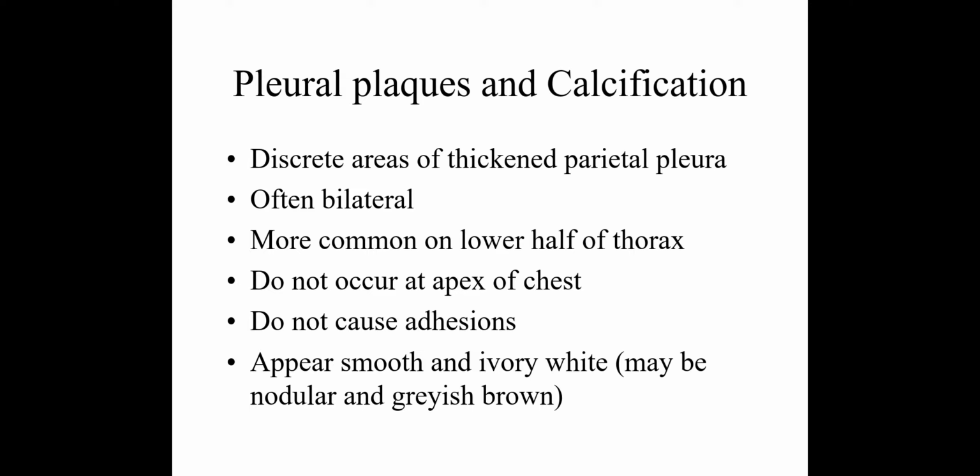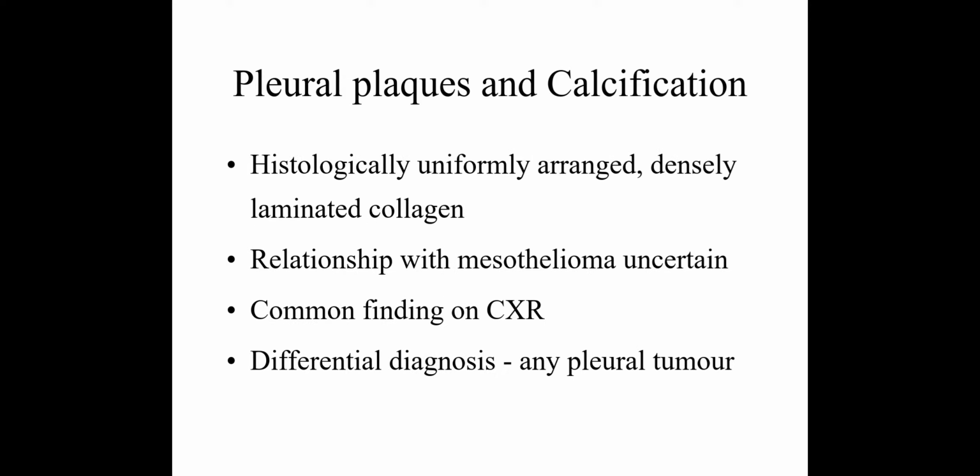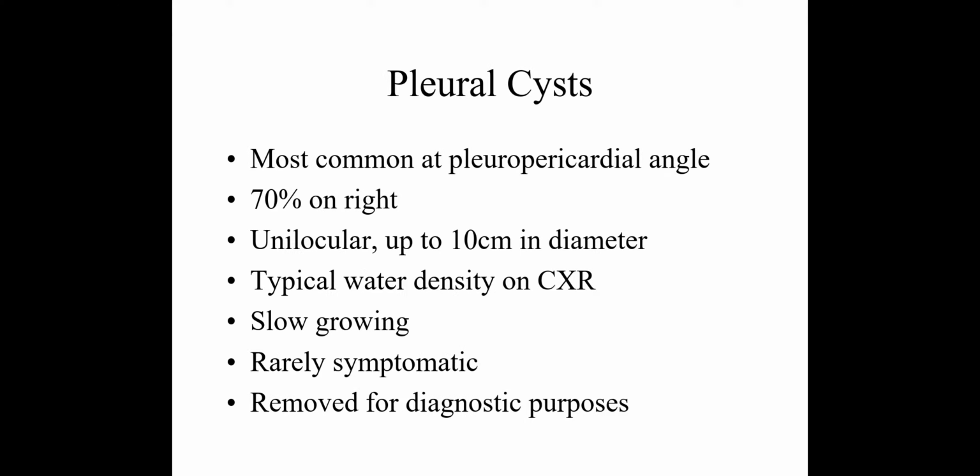This is another condition that affects the pleura: pleural plaque and calcification. Histologically, uniformly arranged, densely laminated collagen, relationship with mesothelioma uncertain, and a common finding on X-ray. Differential diagnosis: any pleural tumor.